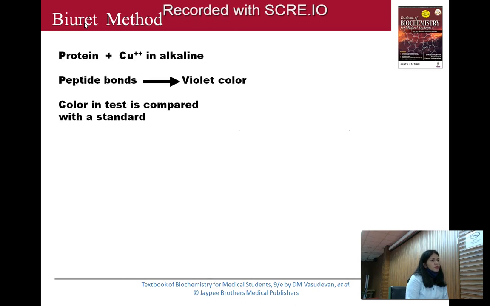So the principle of the biuret test is what? The cupric ions present in the biuret solution, in the alkaline medium, will react with the protein and form a bond with the amino group to form a violet color complex. So the principle is that the cupric ion in alkaline medium reacts with the amino group of the peptide bond to form a violet color complex. Okay, so this is a test to identify proteins.